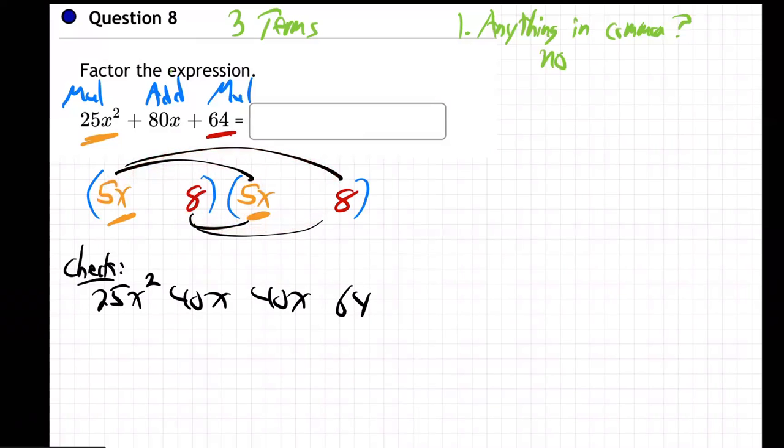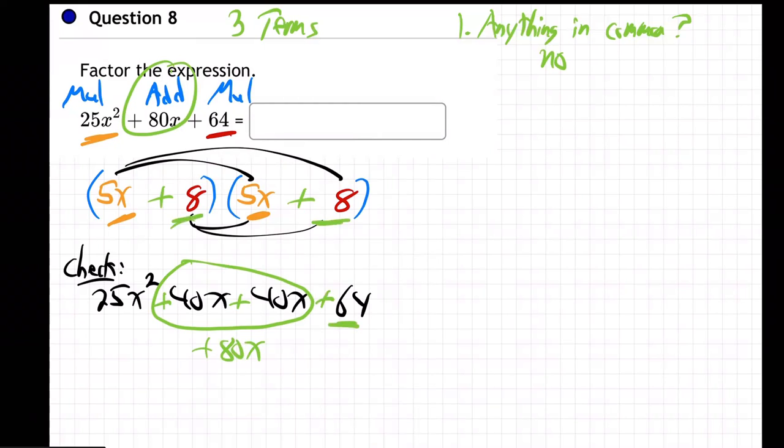Get those 4 terms. Now, what do we need in the middle? We need to add to be 80x. How can these guys here in the middle, right here, add to be 80x? Well, just both pluses, huh? So both pluses, that'll add to be 80x, and then this will be plus 64 because plus 8 times plus 8 is plus 64. And then that's it. Check. Check.